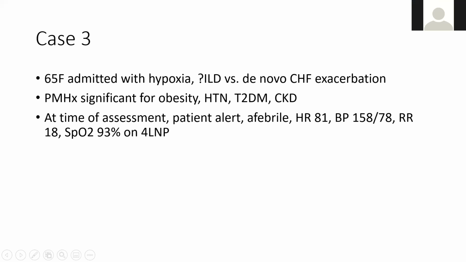This next case is a 65-year-old female who was admitted with hypoxia with a question of possible interstitial lung disease versus a first presentation of a CHF exacerbation. Her past medical history is significant for obesity, hypertension, diabetes, and chronic kidney disease. At the time of assessment, she was stable except perhaps mildly hypertensive, but requiring 4 liters by nasal prongs to maintain an oxygen saturation of 93%.